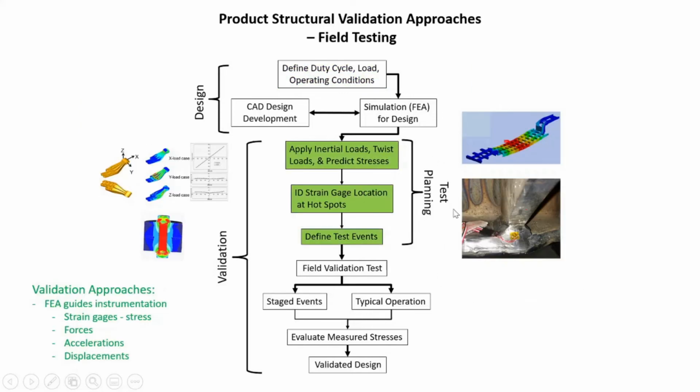As part of the test planning, we use the finite element model to help us locate strain gauges and other instrumentation. So we will apply loads like inertial loads, twist loads, or any other specific loads that may relate to an important operating condition. And although these loads may not be the actual loads that the structure sees in operation, they will, in all likelihood, show us the hot spots. They will guide us to the best locations to put our strain gauges. Because if our strain gauges are not in the right locations, they don't do us that much good.